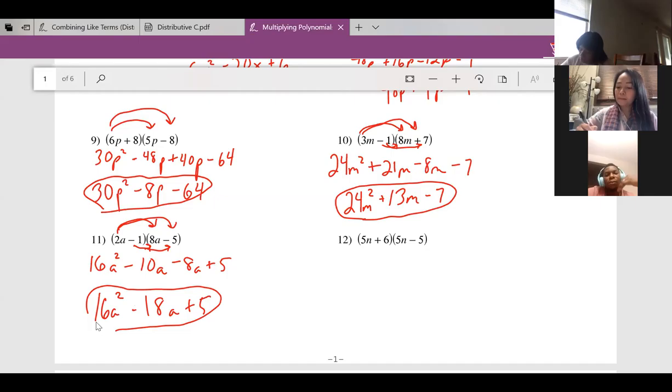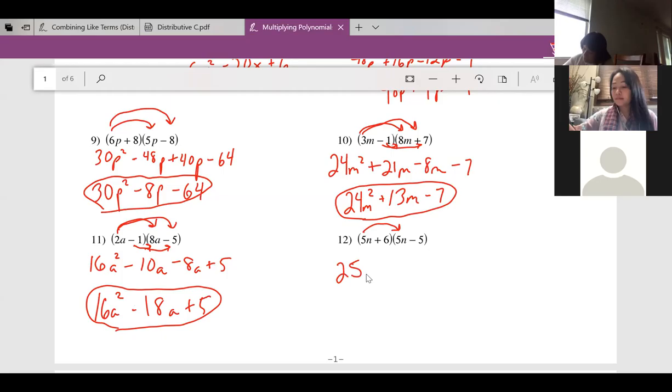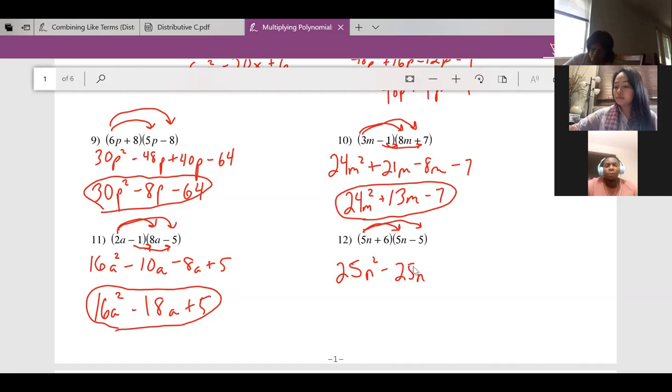Okay, and here's number 12. I've got 5n times 5n. That's going to become 25n squared. Then I have 5n times negative 5, and that's going to become negative 25n. Okay? Then I have 6 times 5n. That's going to become positive 30n. And 6 times negative 5 becomes negative 30.